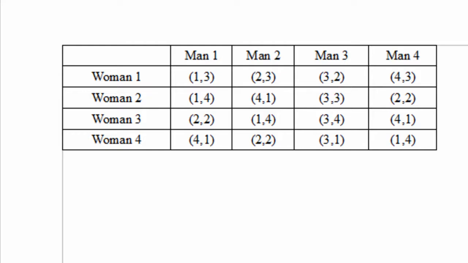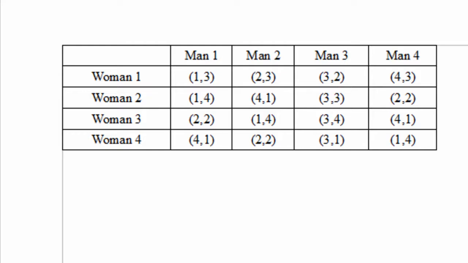the 1, 3. What that means is the 1 in the x-coordinate is woman 1's preference for that man. So woman 1 prefers man 1 above all other men. If we go across the woman 1 row, you can see that woman 1 prefers man 1, followed by man 2, then man 3, then man 4. Woman 2 prefers man 1, then man 4, then man 3, then man 2.